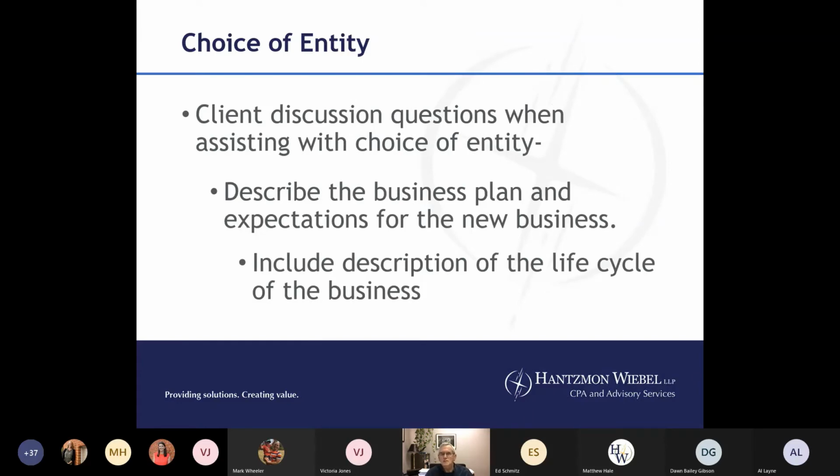So now let's really start talking a little bit more about the choice. When you sit down with a client and you're doing choice of entity, the first thing you need to do is have them describe the business plan and their expectations for the new business. They'll readily do that. They're very excited about the new business they're going into, and they will tell you a lot of that. You also need them to describe the life cycle of the business. Is this going to grow? How long is it going to last? A lot of other things go with that.